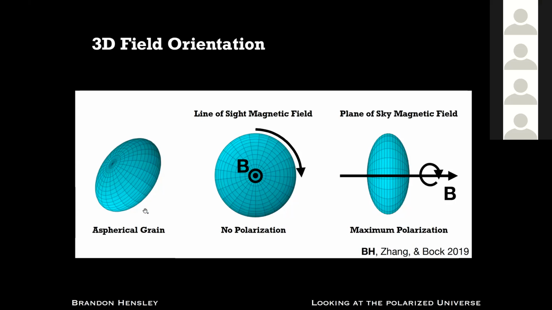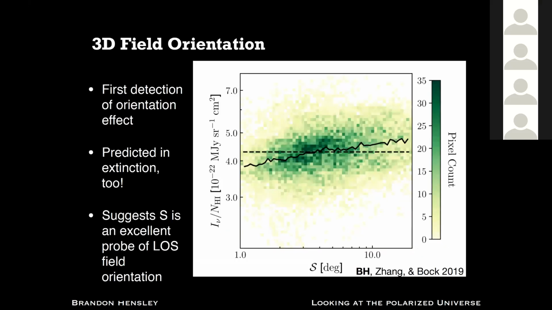As also illustrated in this diagram, the actual grain cross-section also changes as you step through these scenarios, such that the grain cross-section is larger here than it is here. So you actually expect the total intensity from the dust to be higher here than in here, dependent on orientation. And so we actually detected this in data.